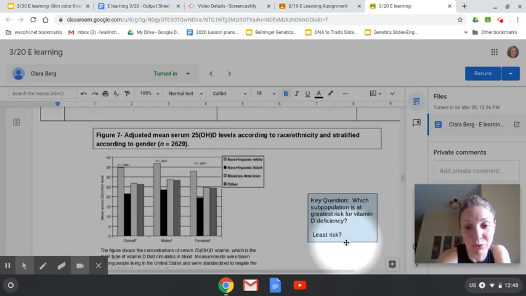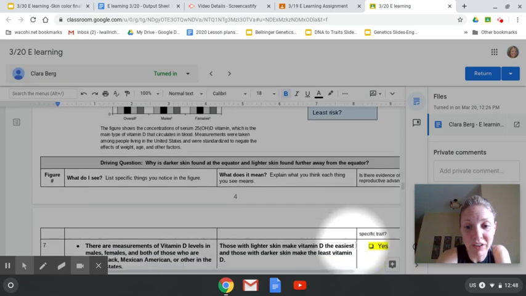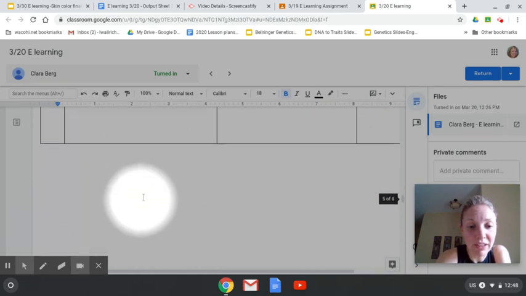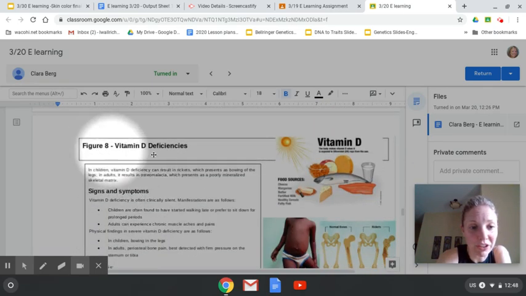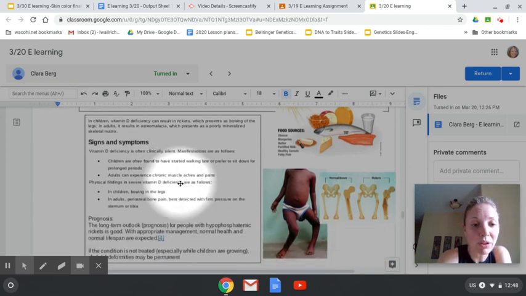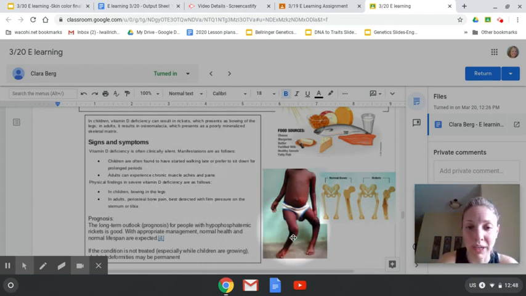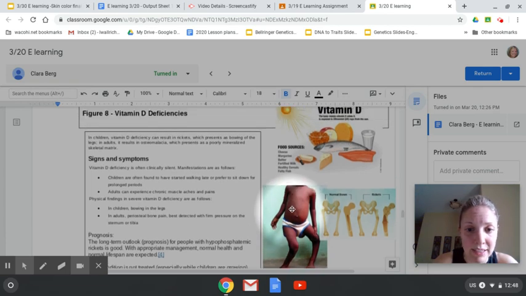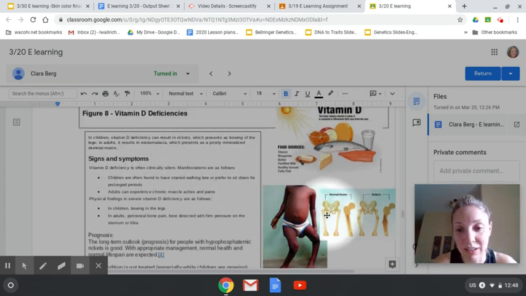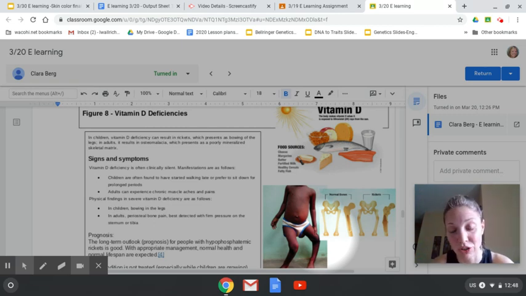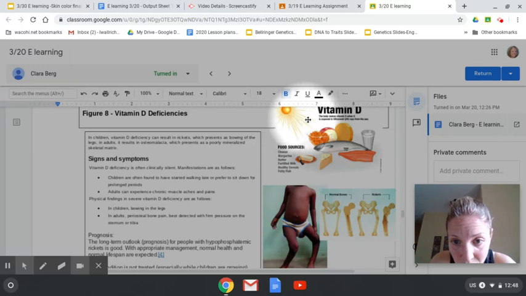This is giving me some sort of indication of reproductive advantage, yes. And then finally, if we go to figure 8, you're seeing that people that have low vitamin D can actually develop skeletal abnormalities, a condition called rickets. If you don't get enough vitamin D, this can result, and you're probably thinking this could have a reproductive disadvantage. So you have an advantage if you do make enough vitamin D. And it also gives you this.